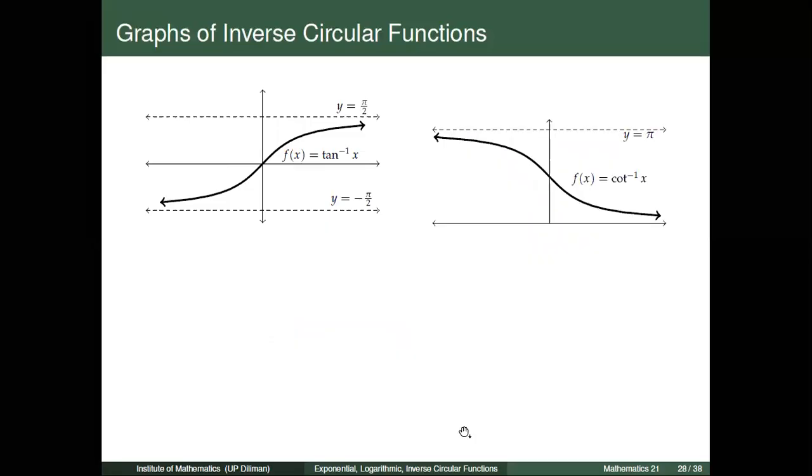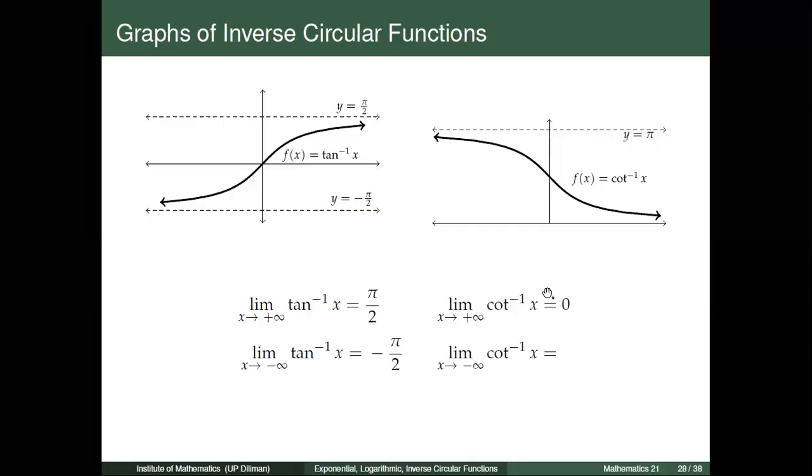These are the graphs of the inverse tangent and the inverse cotangent functions. Their domains are both equal to the set of real numbers. Again, they are continuous everywhere. Based on the graph, the limit of the inverse tangent of x as x approaches positive infinity is pi over 2. Meanwhile, the limit of inverse cotangent x as x approaches positive infinity is 0. The limit of inverse tangent of x as x approaches negative infinity is negative pi over 2. And the limit of the inverse cotangent x as x approaches negative infinity is pi.